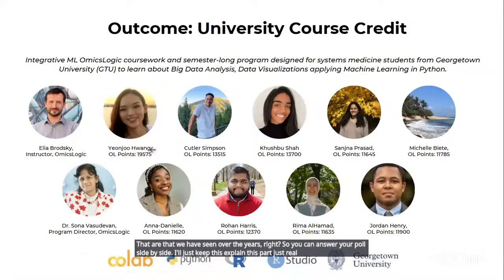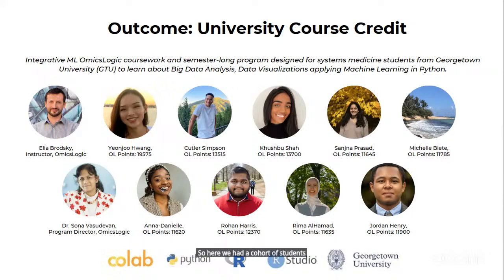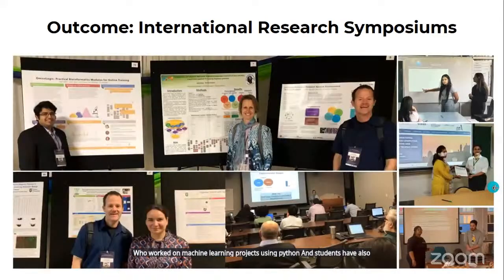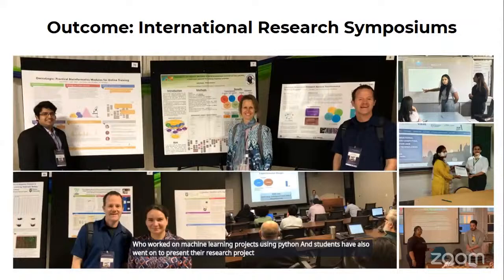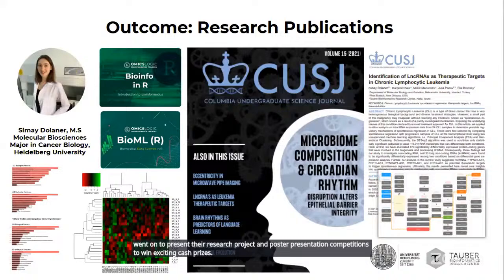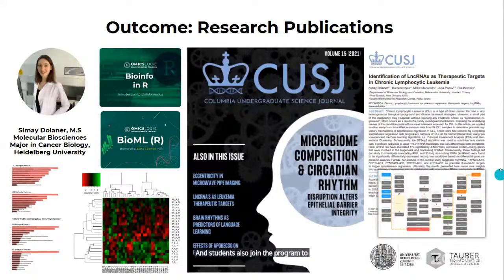So I wanted to cover some examples on how various students have leveraged the training resources and mentors' expertise to achieve their academic and professional goals. So here we had a cohort of students from the Systems Medicine graduate program at Georgetown University who worked on machine learning projects using Python. And students have also gone on to present their research project in poster presentation competitions to win exciting cash prizes. And students also joined the program to get a research publication done.